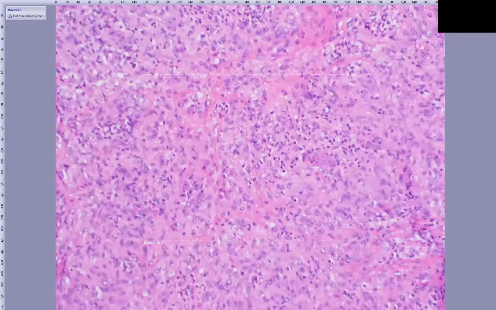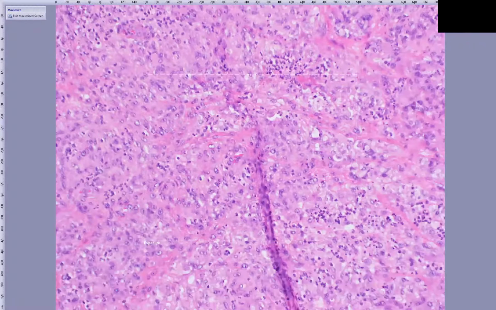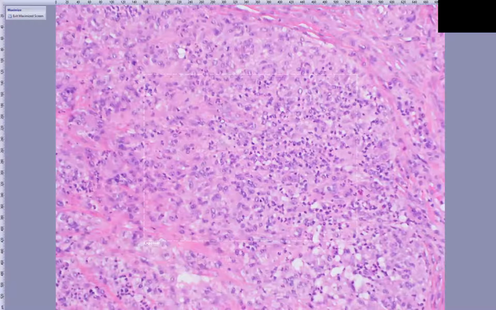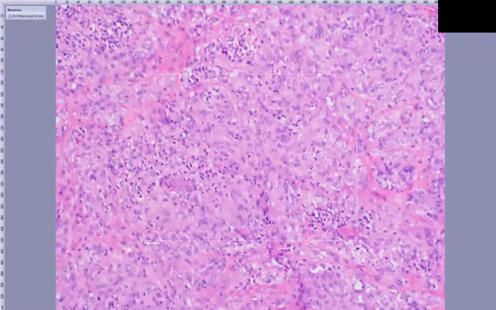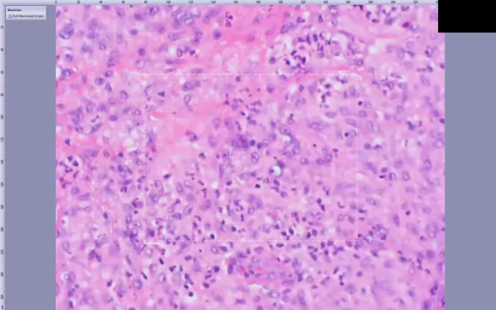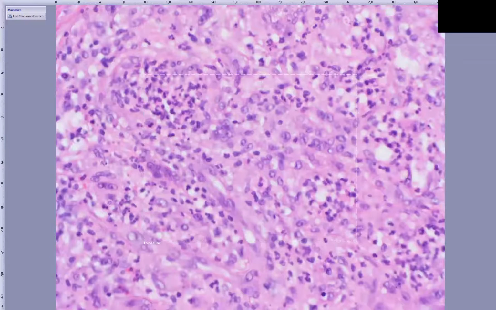Whenever you see this, always think either deep fungal infection, atypical mycobacterial infection, nocardia, just think infection and get special stains to rule that out. And if you're going to look for the organisms, try to focus in on areas where you have most of the suppuration, because that's usually the highest yield for finding the organism. So I'll show you an example of the organism here.